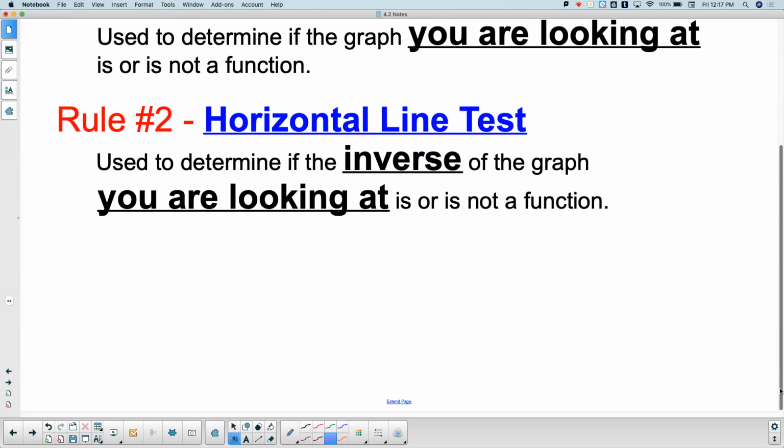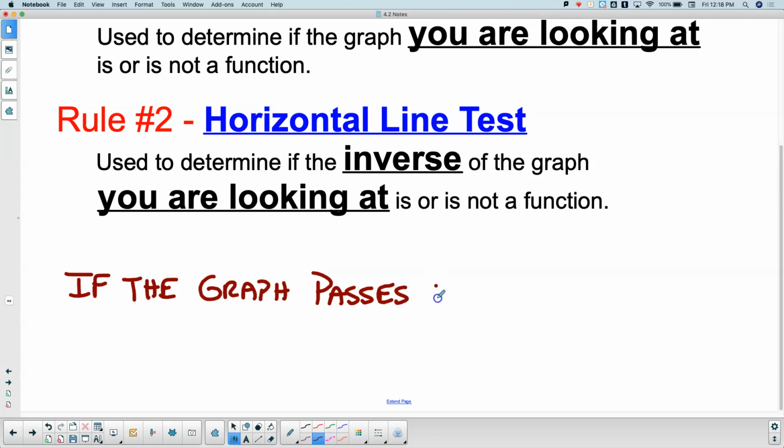Now, most importantly, if the graph passes both tests, we call that function one-to-one.